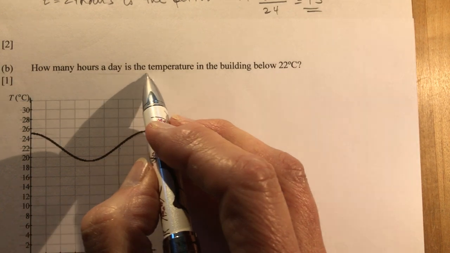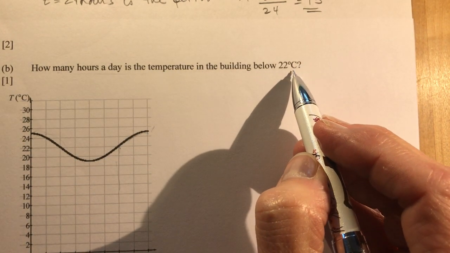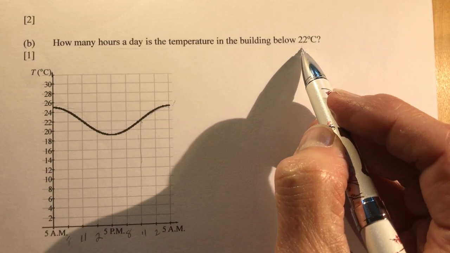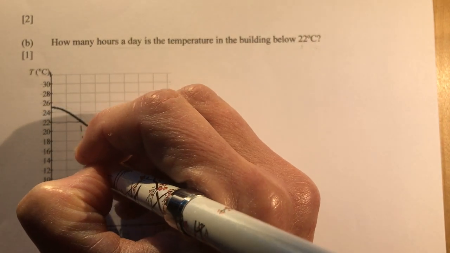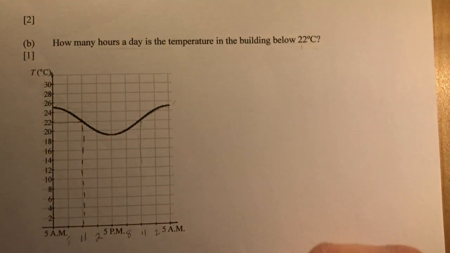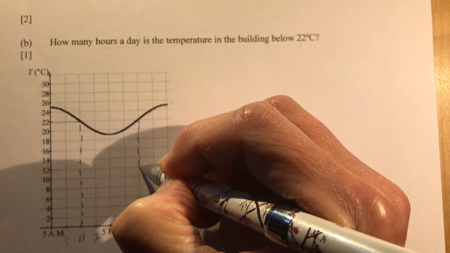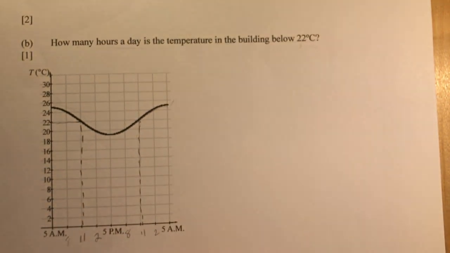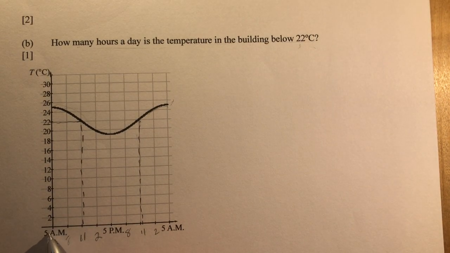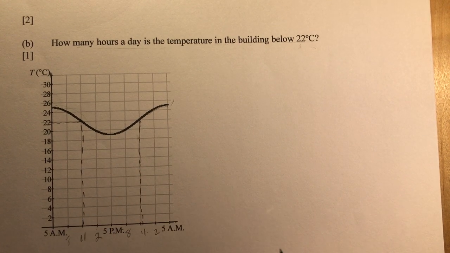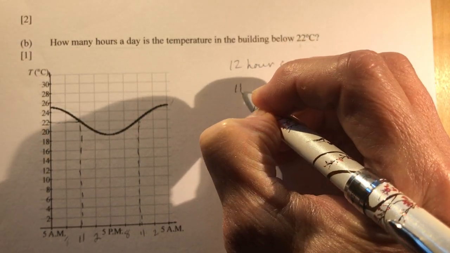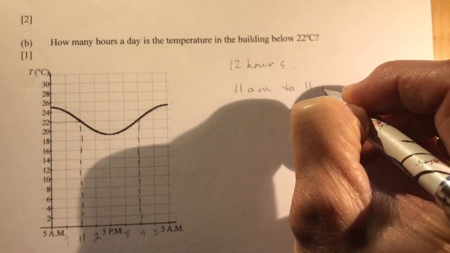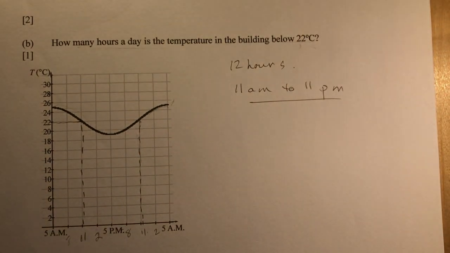There we go. Okay, so how many hours a day is the temperature in the building below 22 degrees centigrade? Well, just find it on the graph, right? So here, and then I go down, and 22 here, I go down. And how long is it between that? And I wrote these in a little earlier because it's every 3 hours. So this is 11 to 11. So how many hours a day? 12 hours, right? 11 a.m. to 11 p.m. And that's done.